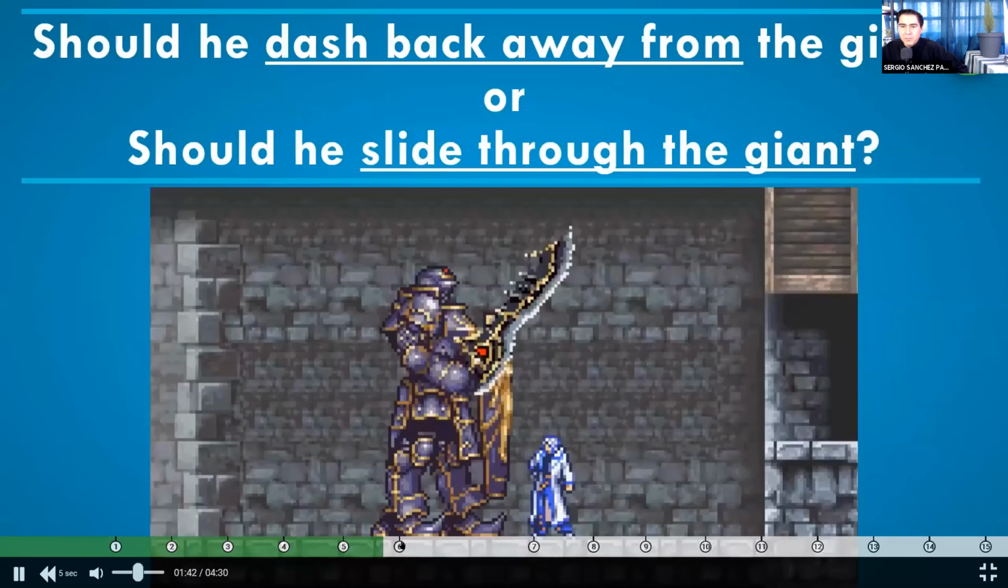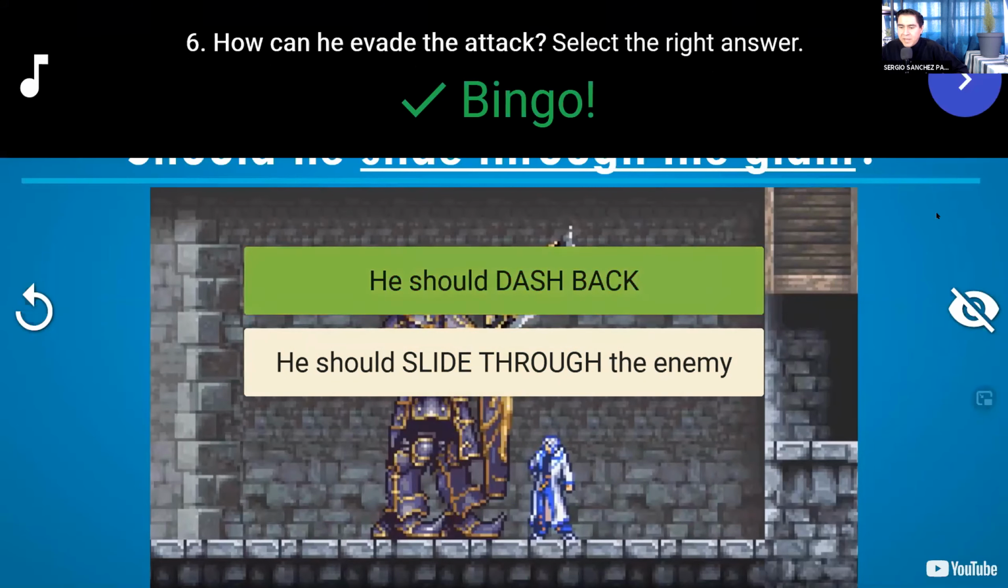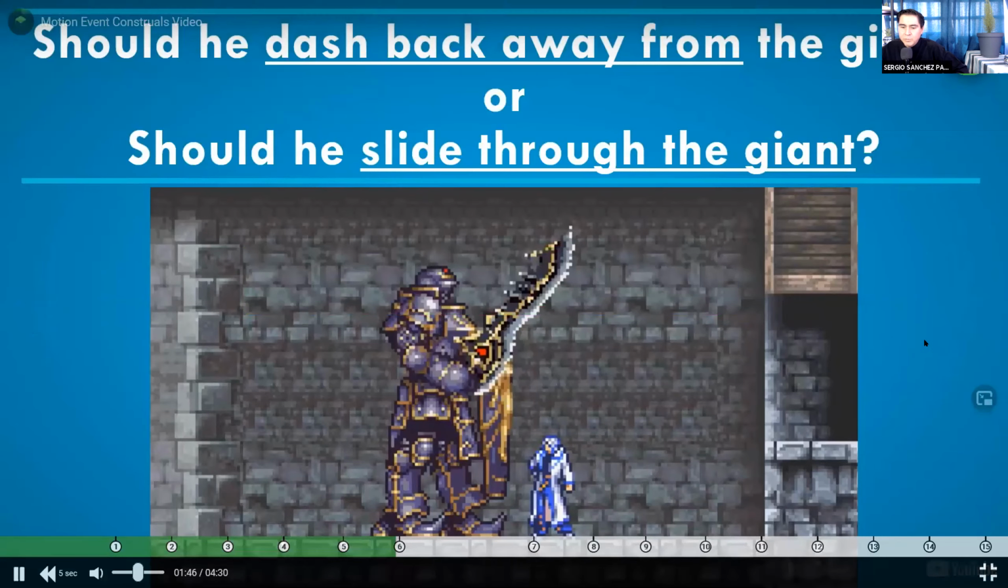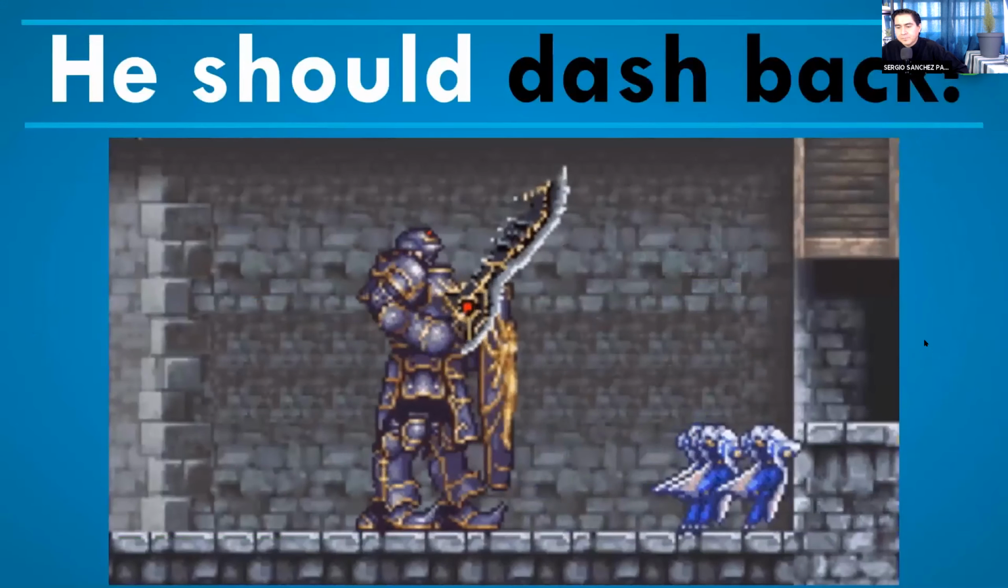And I'll be showing in a moment the questions here in number 6. Should he dash back away? How can he evade the attack? He should dash back. Or the other option is he should slide through the enemy. Answer, he should dash back. And I continue, and I will be able to see how he dashes back.